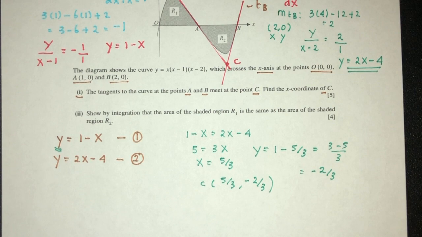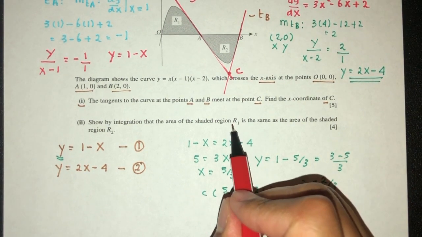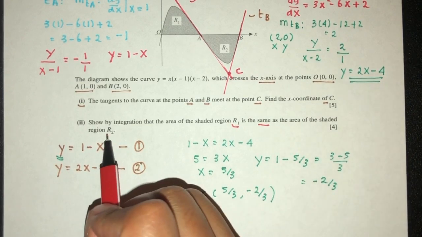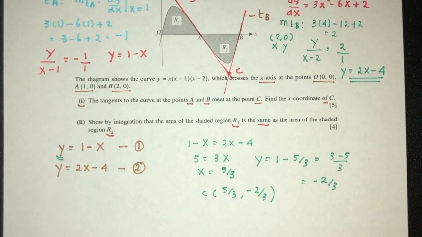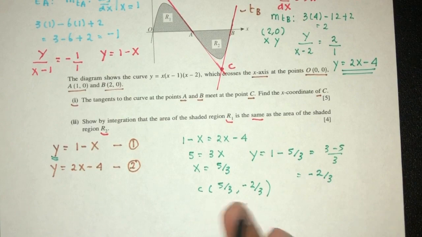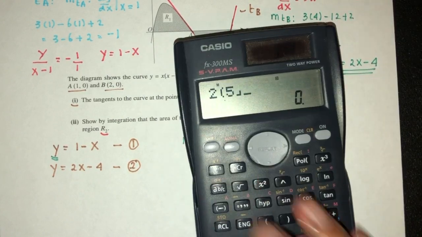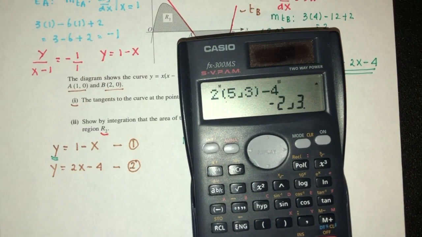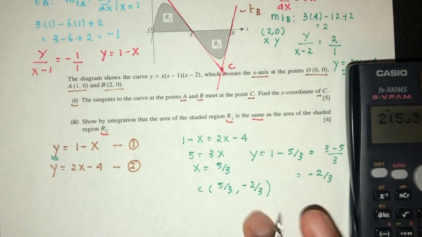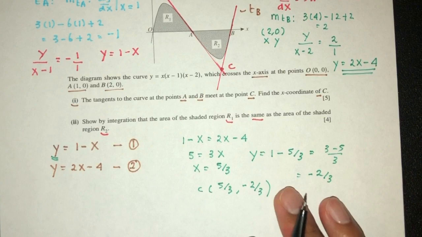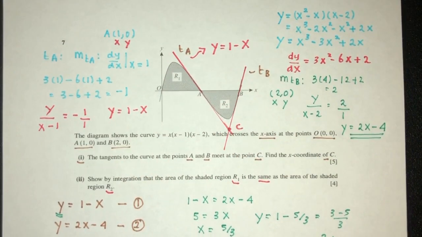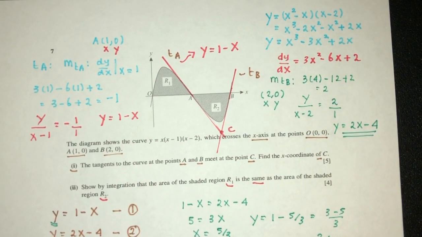Now let's move on to the next question. So part 2, we have to show by integration the area of R1 is the same as the area of R2. So pretty easy. Let's find one by one. I actually want to check if this is okay. Let me replace here: 2 times 5 over 3 minus 4 should be minus 2 over 3. Okay, good, perfect. Now we have to find these two areas separately, and then we can compare if they're the same or not.